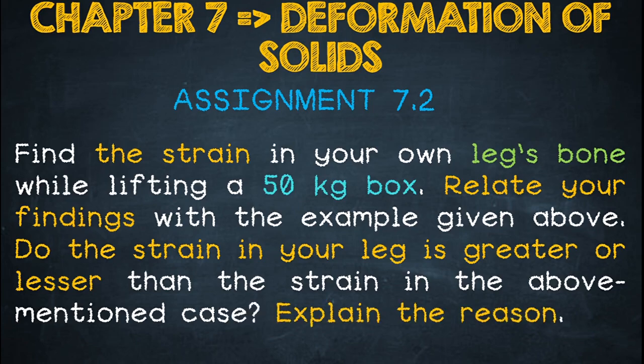Explain the reason. Basically, in this assignment, we have to find the strain in our legs when we are lifting a mass of 50 kg. And we have to relate it with the example mentioned in the book, that is example 7.2. Firstly, we will solve the assignment and then we will relate it with the example.